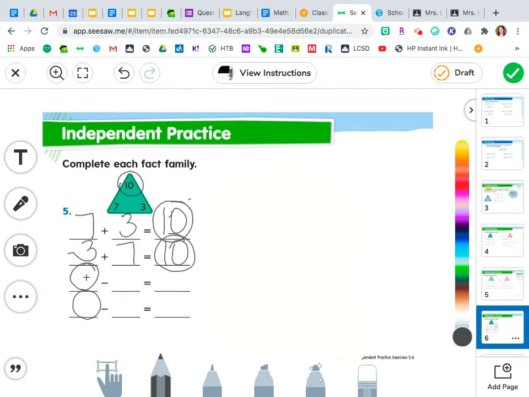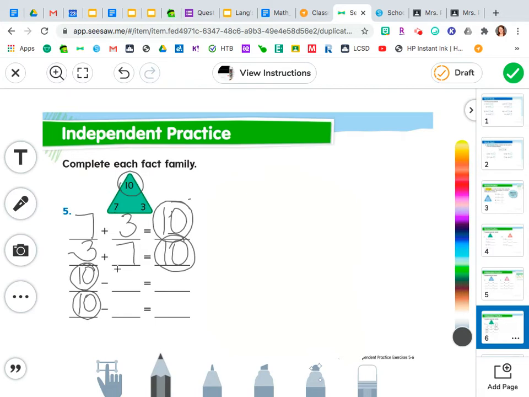Then I get to my subtraction sentences. When I subtract, I have to start with the largest number. I cannot have 3 and take away 7 at this level, or have 7 and take away 10 at this level. So we have to start with our bigger number. So I'm going to go ahead and fill that in.